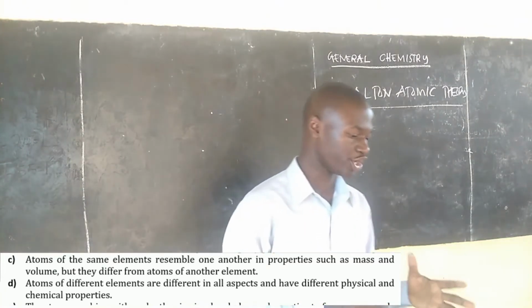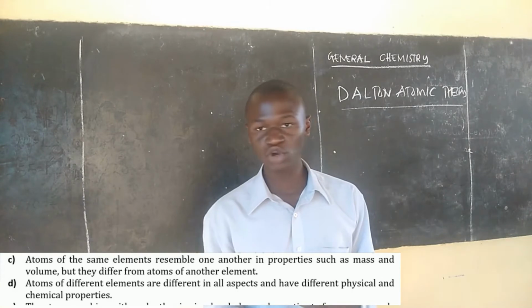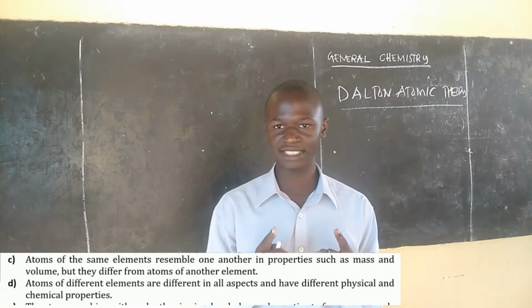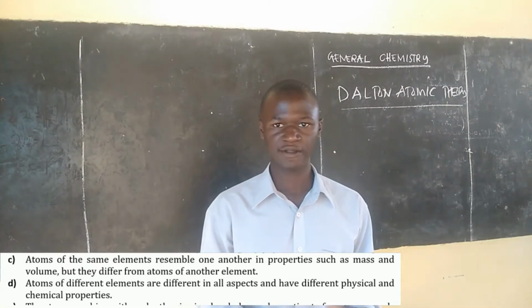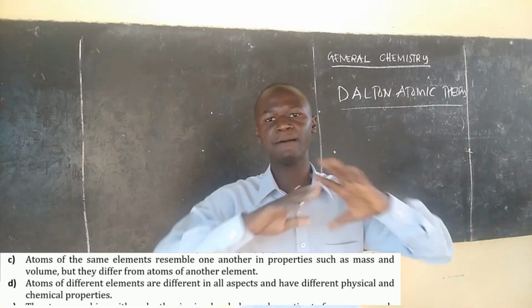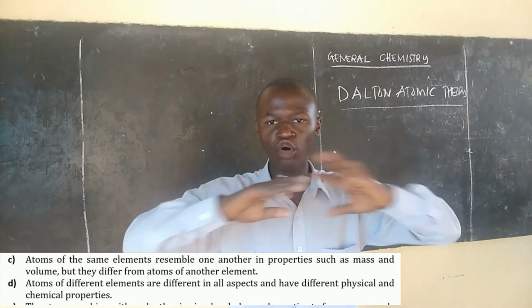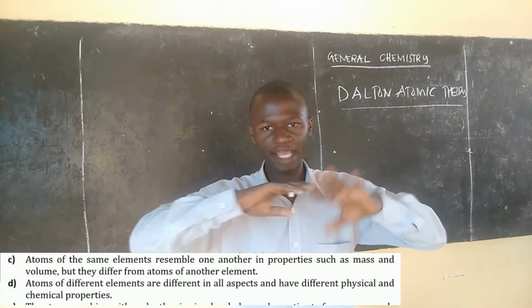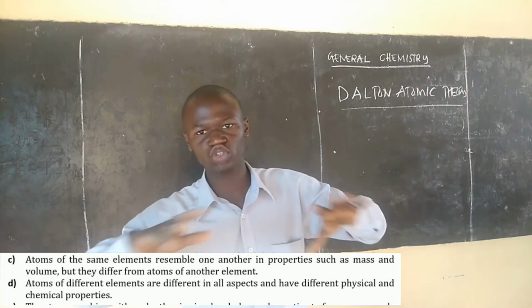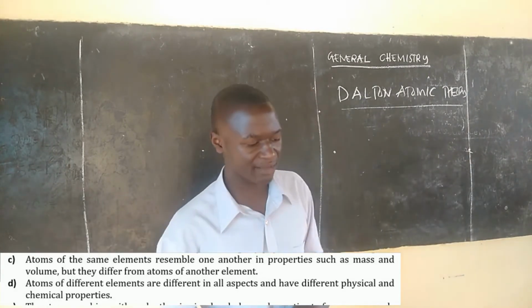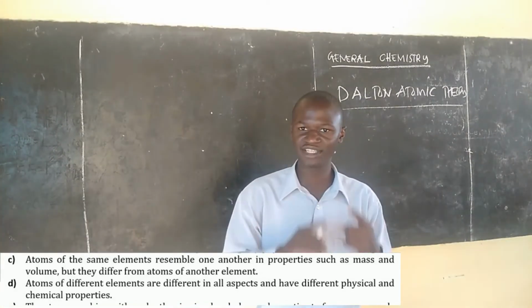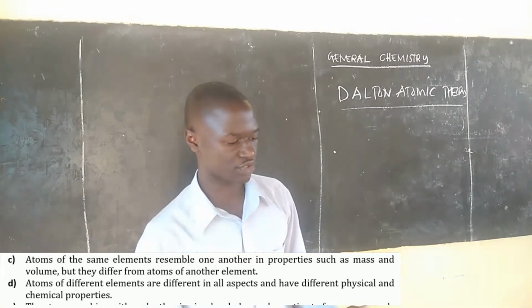But according to Dalton ni kwamba atoms of one element, they resemble one another in every property. Chemical reactions, mass, volume, atomic number, everything. Number of electrons, number of protons, everything. Atoms of one element, they resemble according to Dalton.